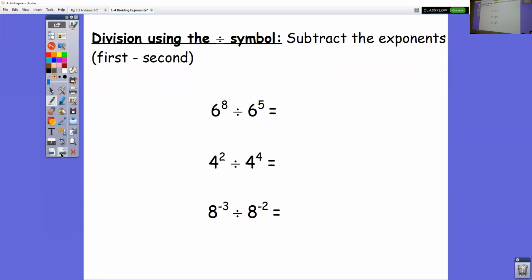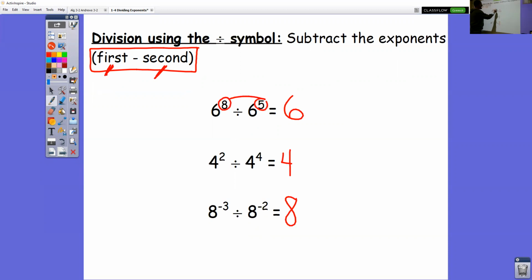You're also going to have division questions where the problem goes side to side. It goes horizontal. Again, we're going to keep the base the same and subtract our exponents, but this time you're doing the first exponent minus the second exponent. So we're going to keep our 6 the same, our 4 the same, and our 8 the same because the base stays the same. But now we're going to subtract our exponents, the first one minus the second one. 8 minus 5 is 3.